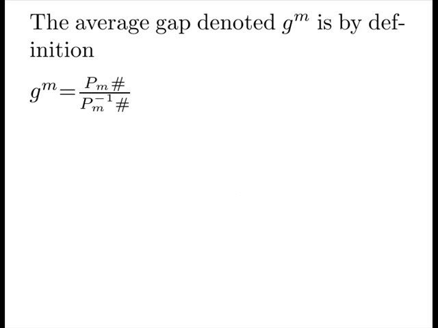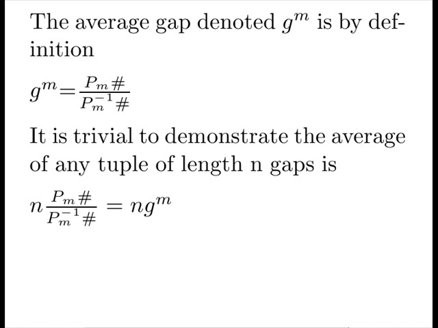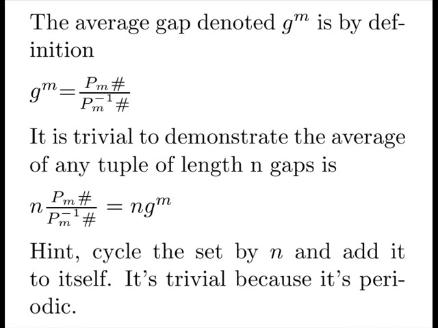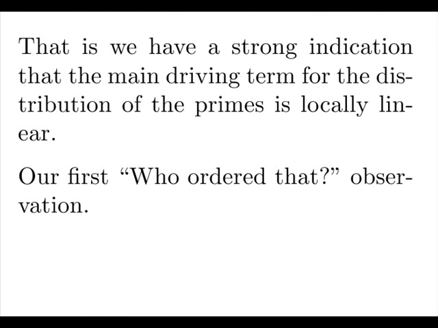The average gap, denoted by GM, is by definition our primorial divided by the count of elements, or our minor primorial, the Euler product. It's trivial to demonstrate the average of any tuple of length n gaps is simply n times the average. Hint, cycle the set by n and add it to itself. This is trivial because our sets are periodic.